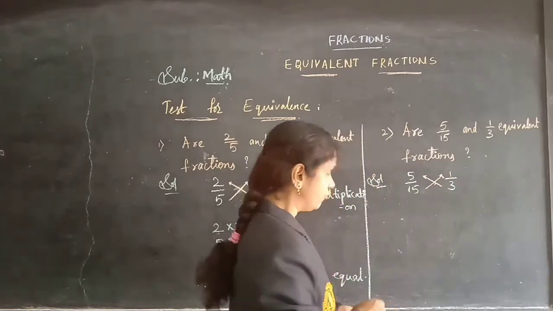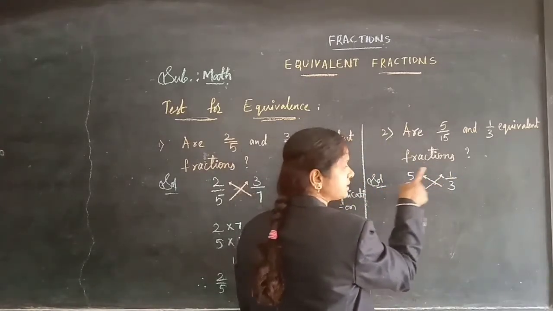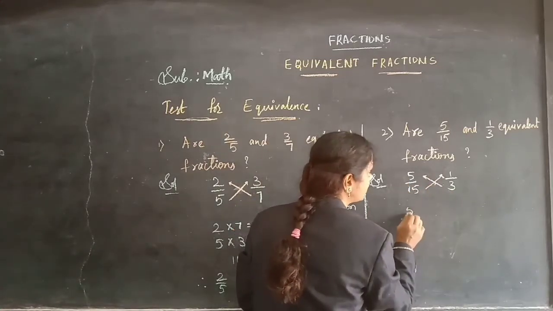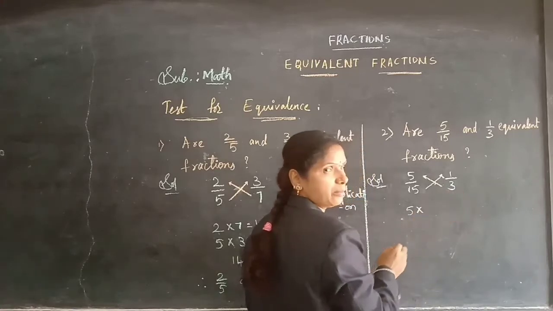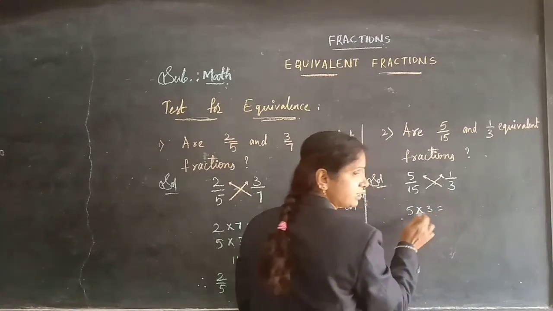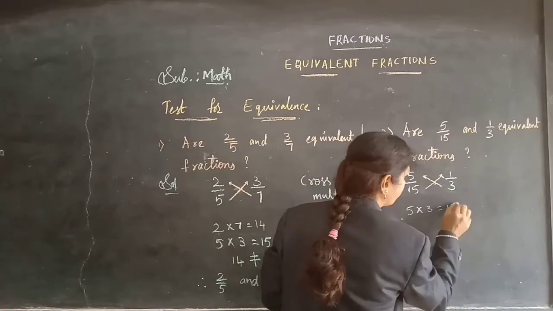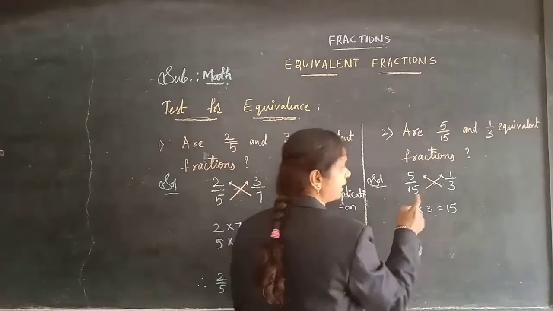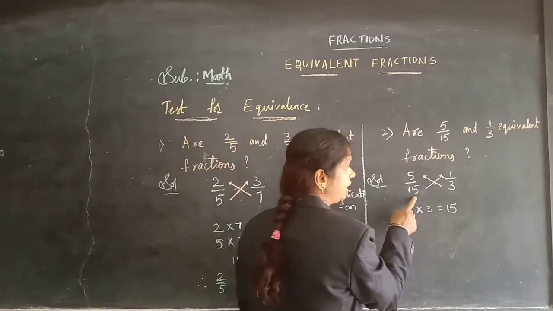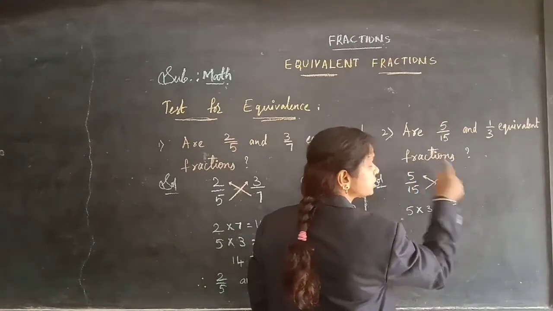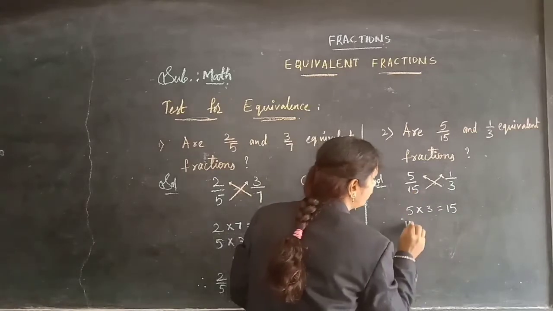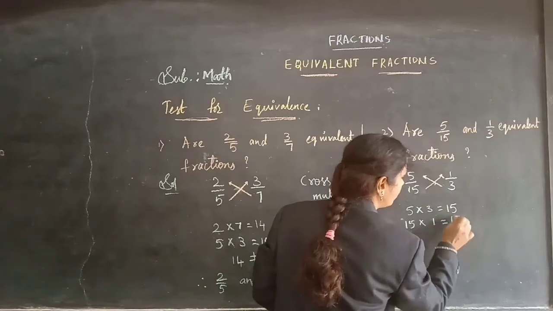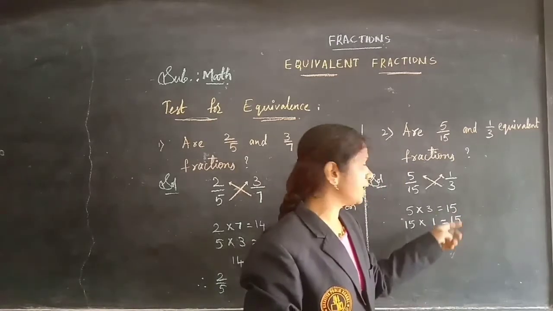First fraction numerator and second fraction denominator we need to multiply. First fraction numerator is 5 and second fraction denominator is 3. So 5 3s are 15. Let's multiply next the first fraction denominator with the second fraction numerator. It means 15 into 1. 15 ones are 15.